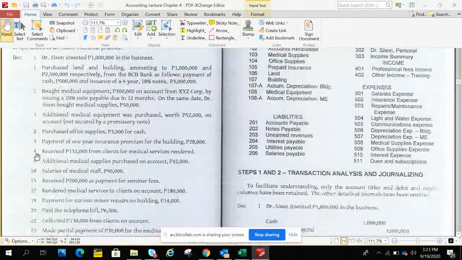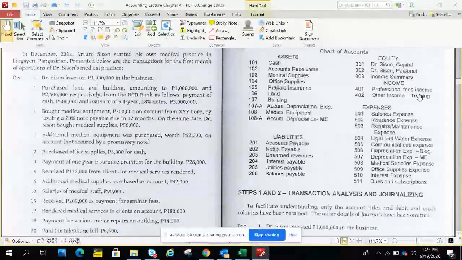Next. Number 4, receive 132,000 from clients for medical services rendered. Nag-render na ba tayo kanina ng services? Hindi pa. Ngayon pa lang tayo nag-render na services. So, ngayon tayo may yung income natin. Anong sabi? Professional fees income daw ang account. So, meron tayong income. Okay? Because accrual basis of accounting, we recognize income when it is earned, when it is rendered. And then it says that we received 132,000 pesos. So may natanggap na tayong pera. Kaya anong entry dito? Debit cash and credit professional income.